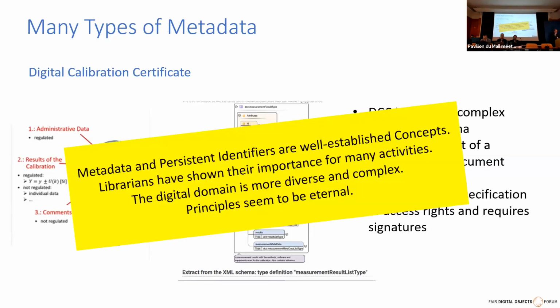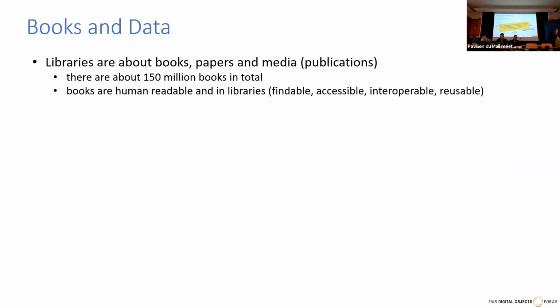So metadata and persistent identifiers are well-established concepts. Librarians have shown their importance for many activities and many years. And the digital domain is basically similar, but it's much more diverse and complex. But these principles, as I said, seem to be eternal. So let's use them.